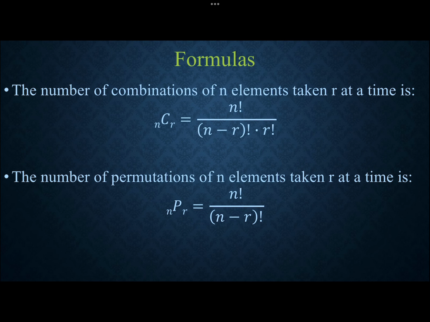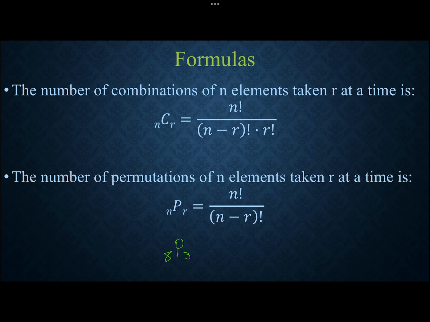n is how many elements we have. So if we have like 8 people doing something, n is 8, and then r is how many of them we want to arrange. So it's like we had 8 people in a race, we want the top 3 finishers, first, second, and third place, we would then say it's a permutation. We would say it'd be 8P3.